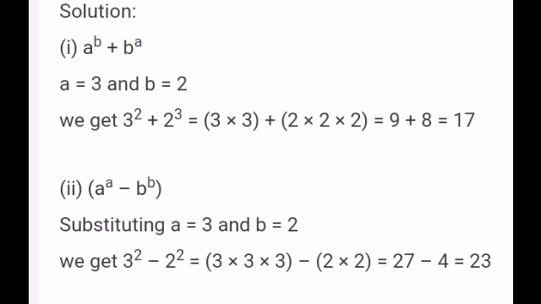Second question, a^a minus b^b. Substitute the values. a^a means 3^3, b^b means 2^2. 3^3 we can write 3 into 3 into 3 minus 2^2, 2 into 2 equal to what? 27 minus 4. The answer is 23.